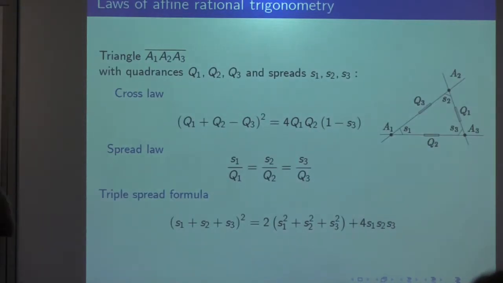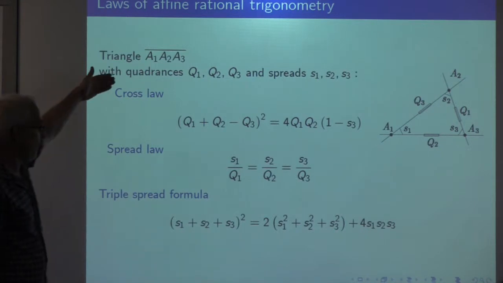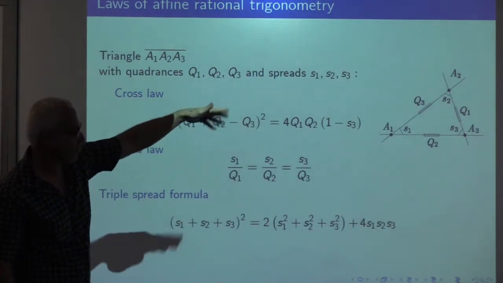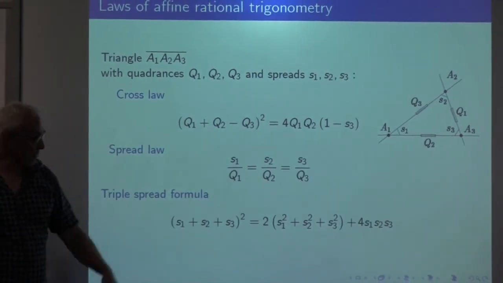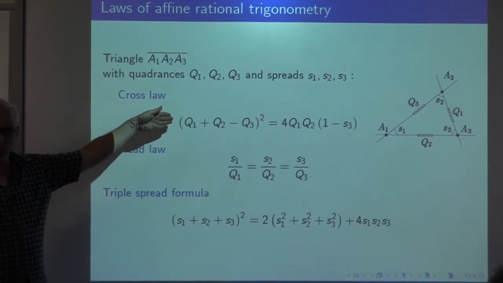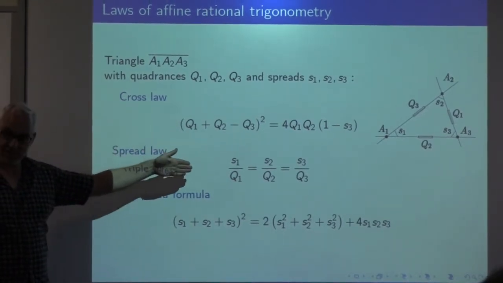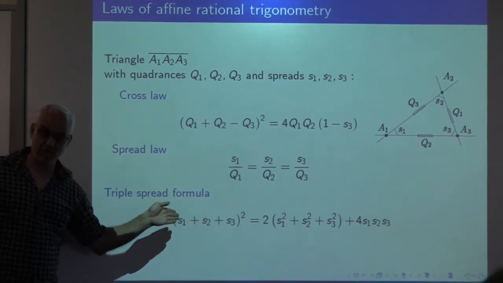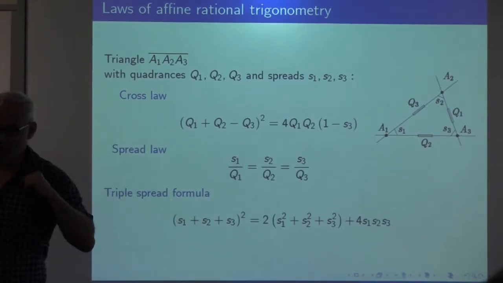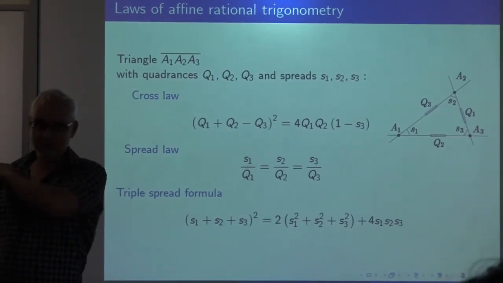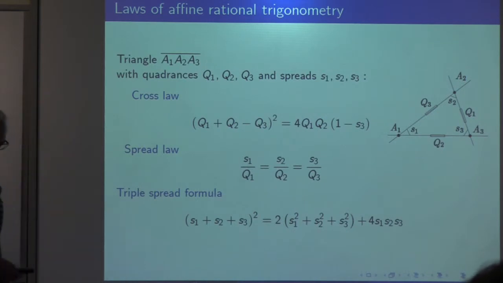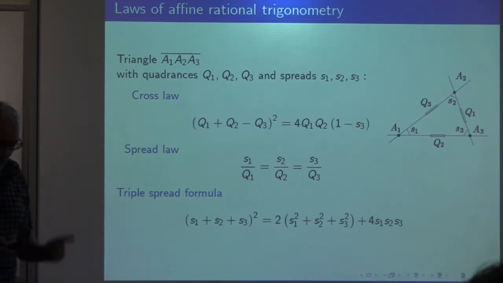Okay, the main laws of trigonometry, besides the two that I've told you: if you have a triangle with three spreads, S1, S2, S3, and three quadrances, Q1, Q2, Q3, then here are the main laws of trigonometry. This is the algebraic replacement of the cosine law, this is the algebraic replacement of the sine law, and this is the algebraic replacement of the fact that the three angles sum up to 3.1415926, blah, blah, blah. These laws work in all of those geometries, all the affine geometries that I mentioned. They're completely general laws. And they work over a general field.